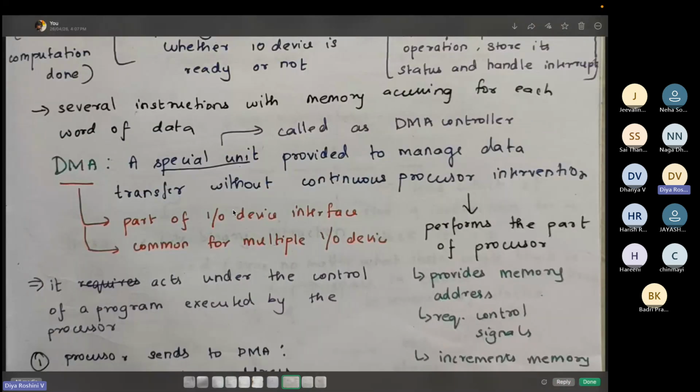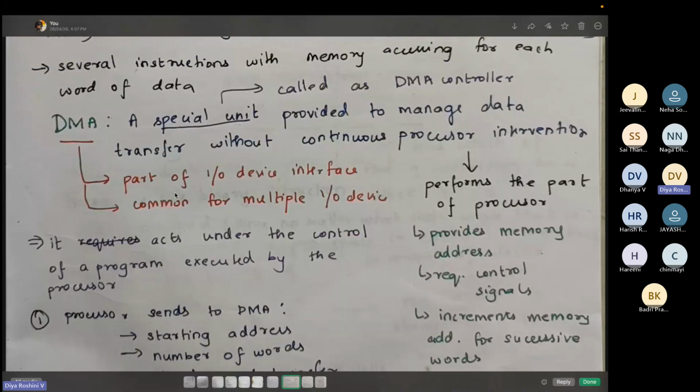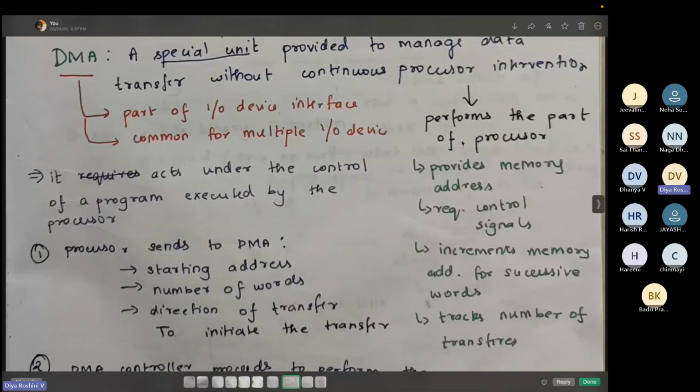It's nothing but a special unit, special hardware provided to manage data transfer without continuous processor intervention. So basically, you are reducing the load on the processor. How? There's a unit called the DMA controller. It is sometimes a part of the input output device interface, or else it is a common unit separate for multiple input output devices. What this does is basically perform part of the processor's job.